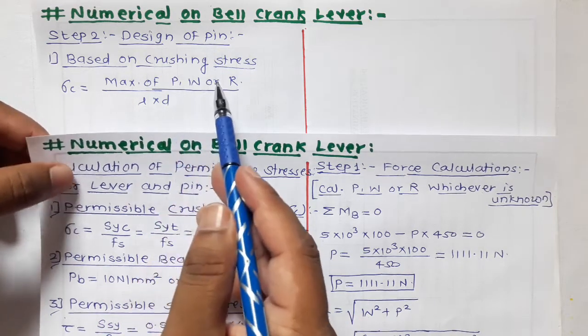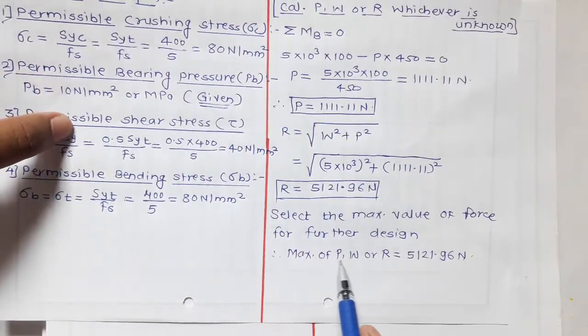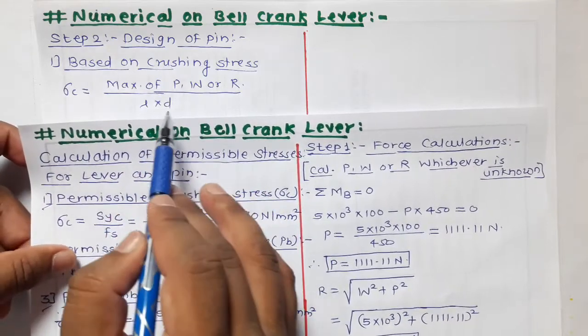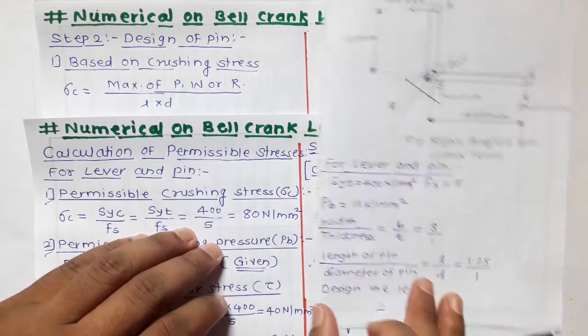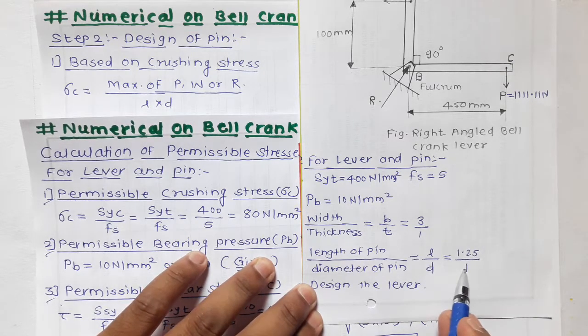Maximum of P, W, R we have already determined in step number 1. It is maximum of P, W, R is R and its value is 5121.96. So we have to put this value of 5121.96 here, and the relation between L and D is also given in the given data. So the relation is L upon D is equal to 1.25 upon 1, and therefore we can write L is equal to 1.25 into D.